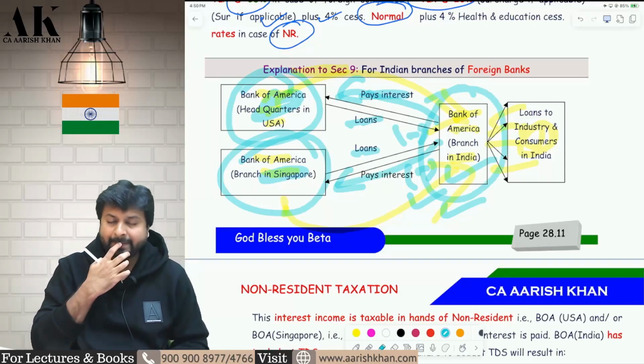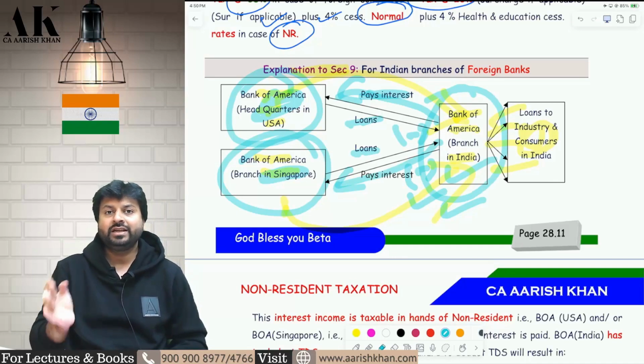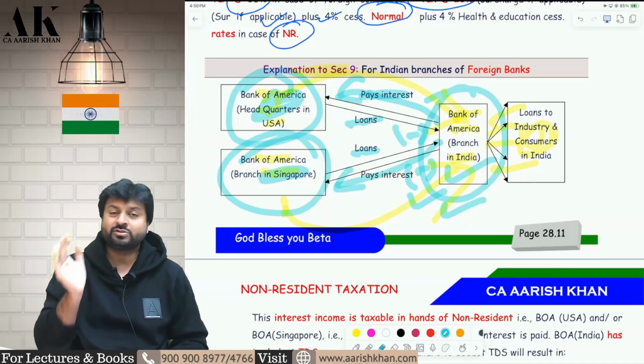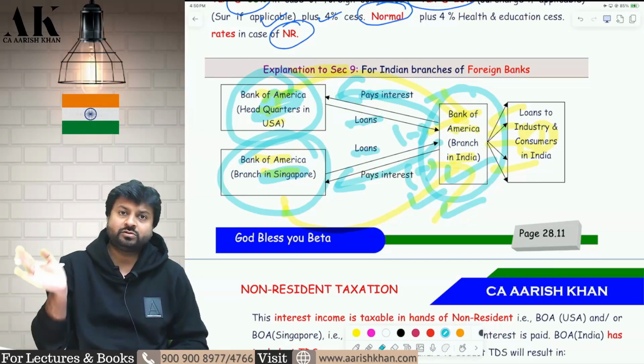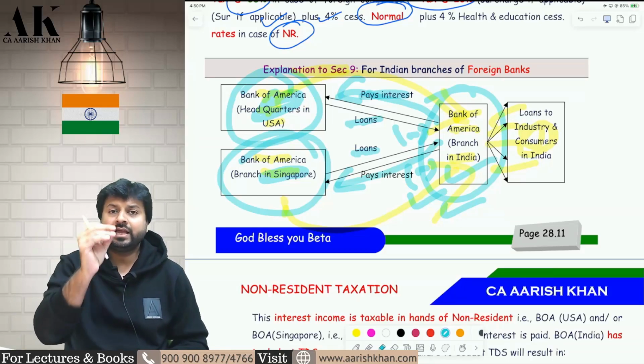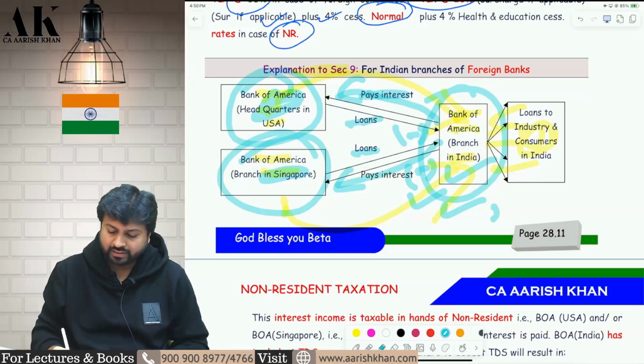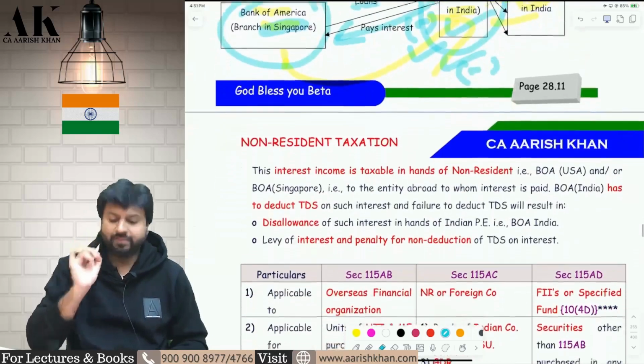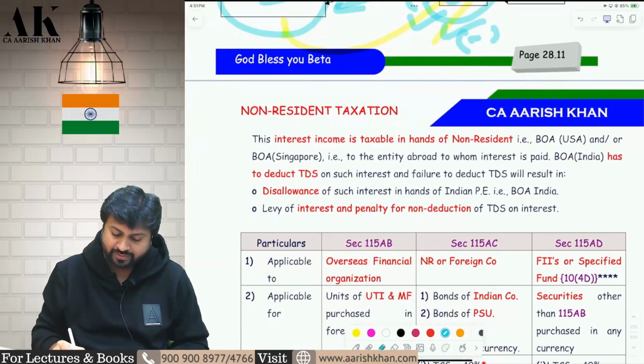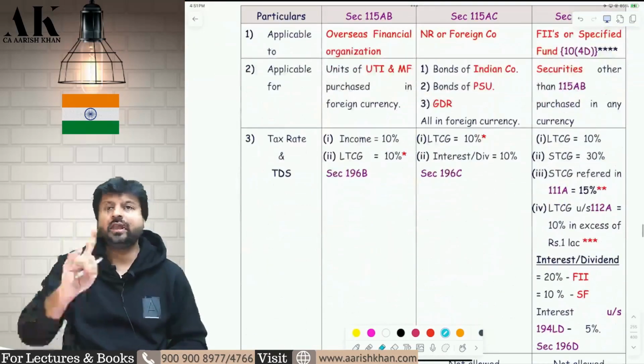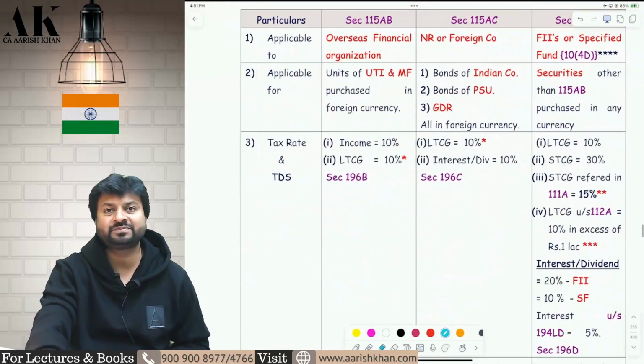Therefore, the Bank of America Indian branch, while making the payment of interest to their HO or to their other branches on loan taken from them, has to deduct the TDS. And if they don't deduct the TDS, then in that particular case, they will be called an assessee in default and action will be taken against them, and levy of interest, penalty, etc. will be imposed on them. I hope it is clear to all of you.